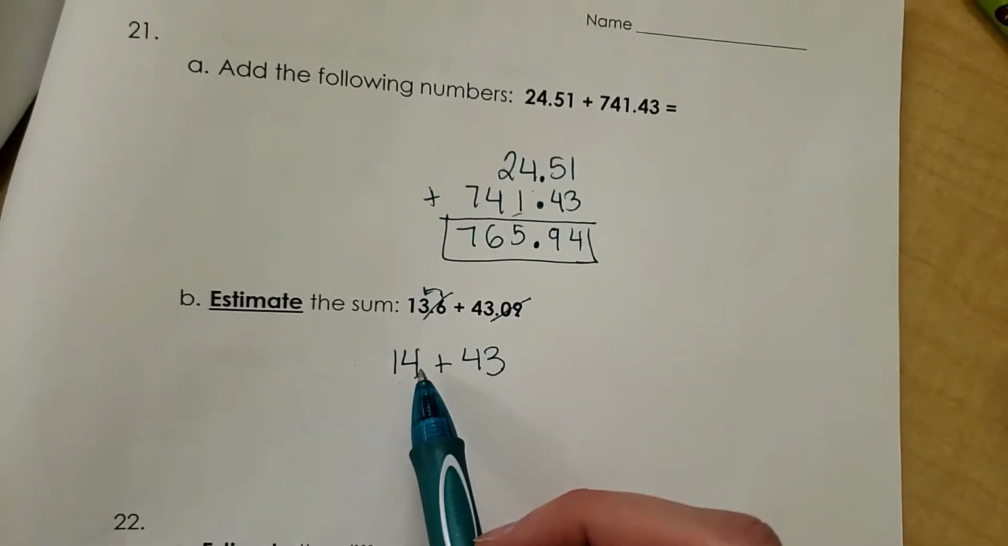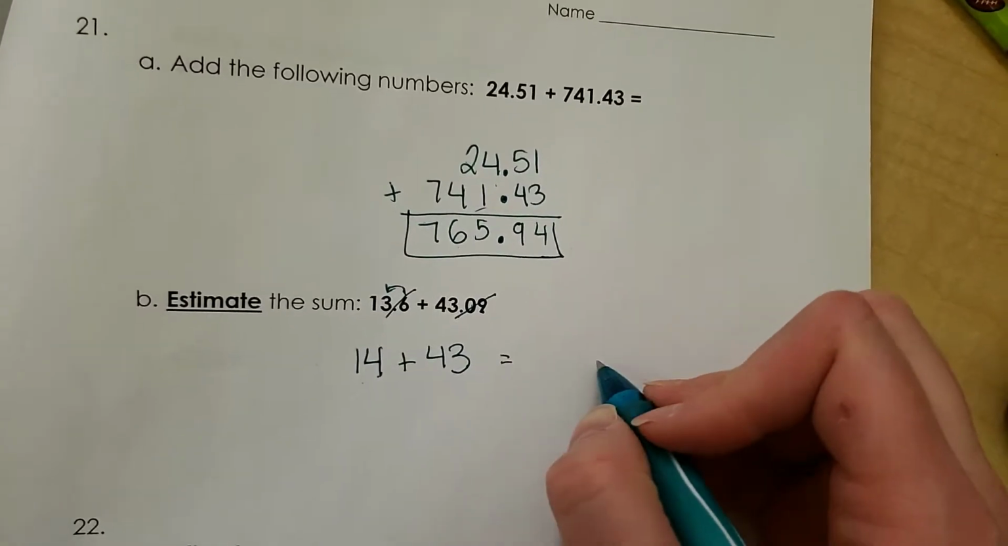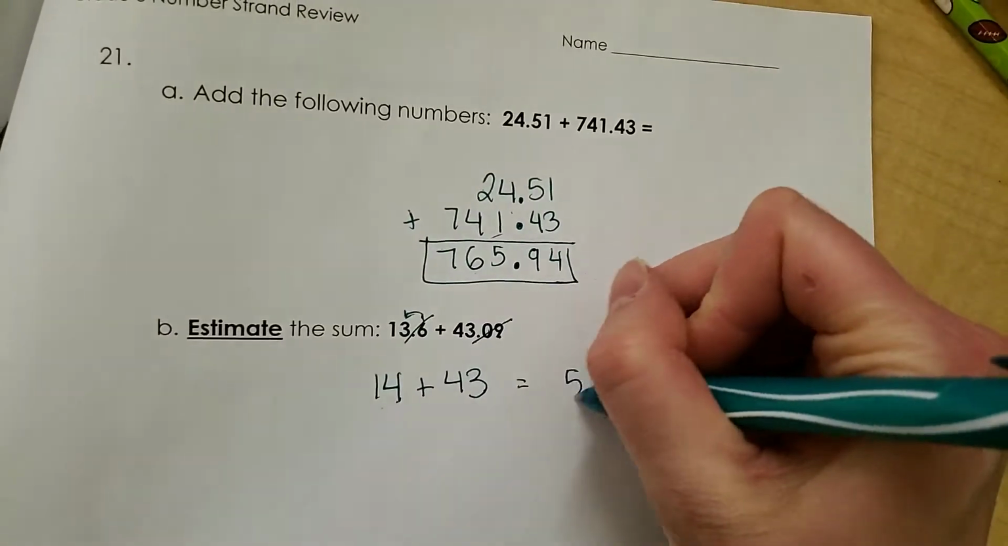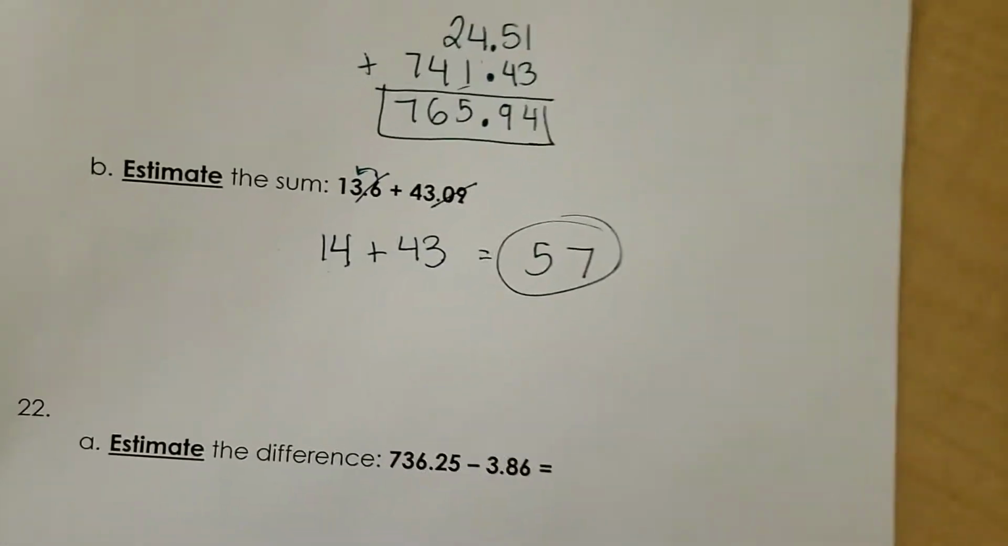So 14 plus 43, well, 7 plus 3. 4 plus 3 is 7. I gave the answer again. And then 4 plus 1 is 5. So my estimate is 57.